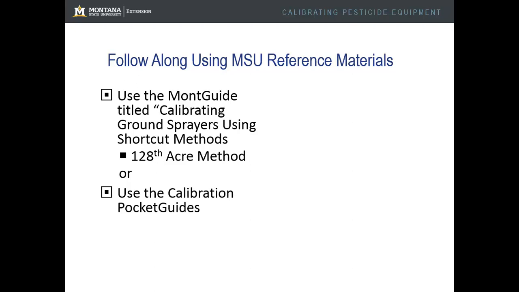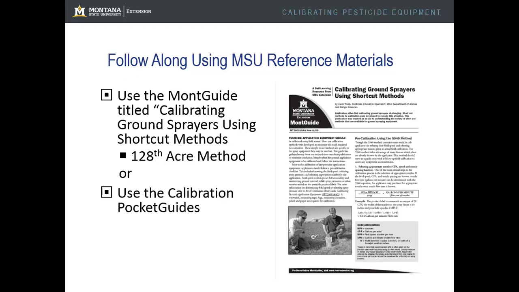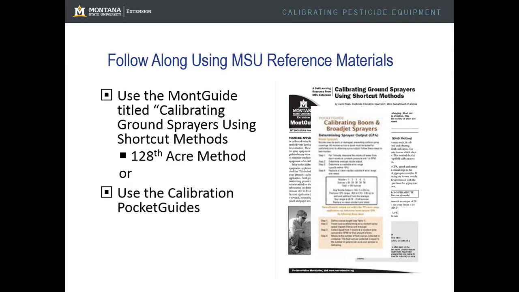For this presentation, viewers may follow along using a variety of MSU Extension publications. One MontGuide, titled Calibrating Ground Sprayers Using Shortcut Methods, covers the calibration of sprayers using the no-math 128th an acre method. This is a free publication that can be printed easily from home. Two pocket guides are also available for a small fee from MSU publications. These are in color, water resistant, and do not tear easily.